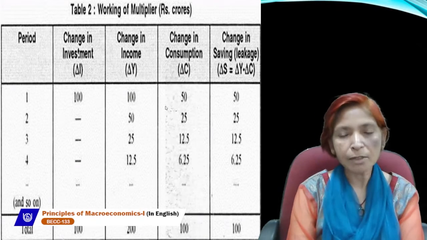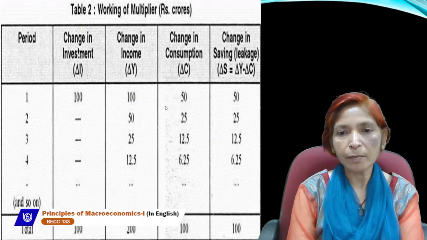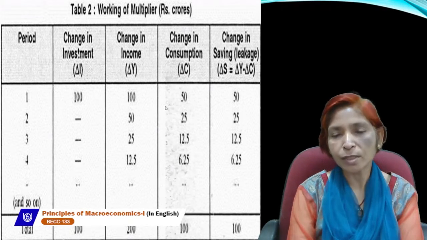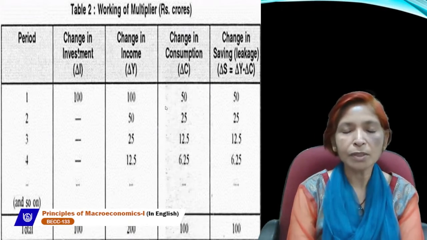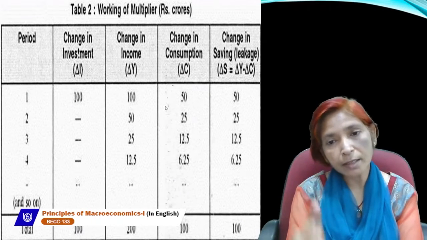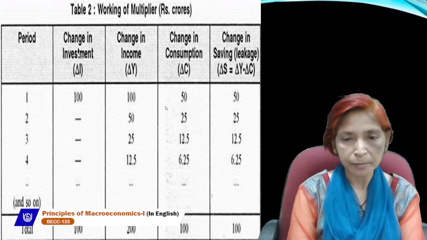So change in consumption is 50 and change in saving is always calculated by using delta Y minus delta C. Income minus consumption is equal to saving, and if we want to get change in saving, then we have to deduct change in consumption from change in income.